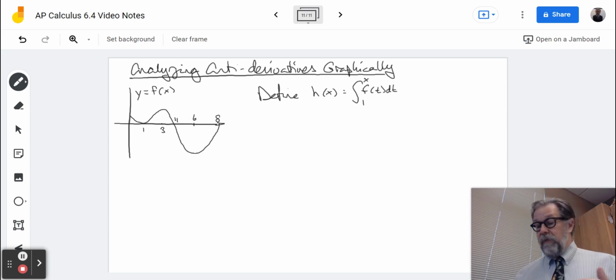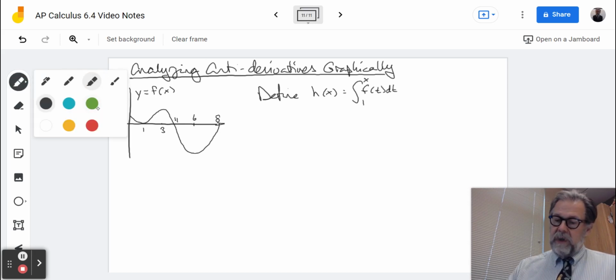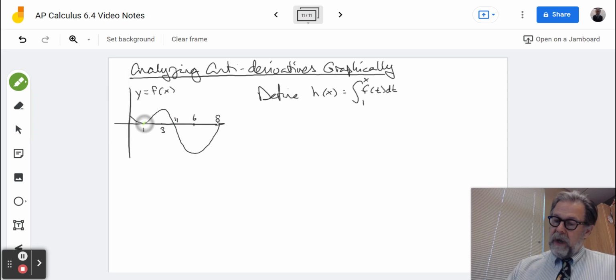So let's assume we've got some function y equals f of x, and I've drawn a little sketch of the graph of f of x here. All of the points that you see on the graph are completely obvious. And let's define a new function, h of x, which is the integral from 1 to x of f of t dt. So if I want to think of this function, I'm starting right here, and I'm adding up these areas until I get to some point x, and then I stop. So let's think about what we can determine about this new function using this graph of f of x.